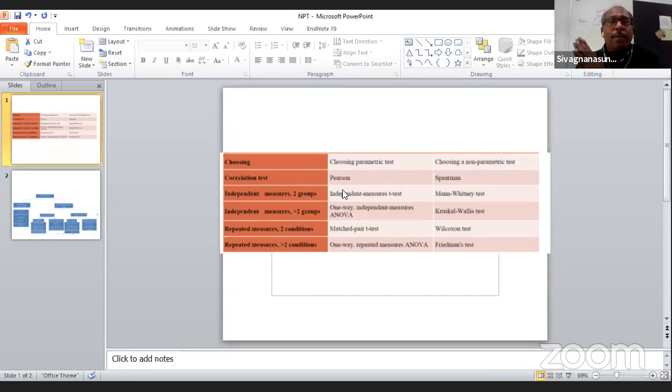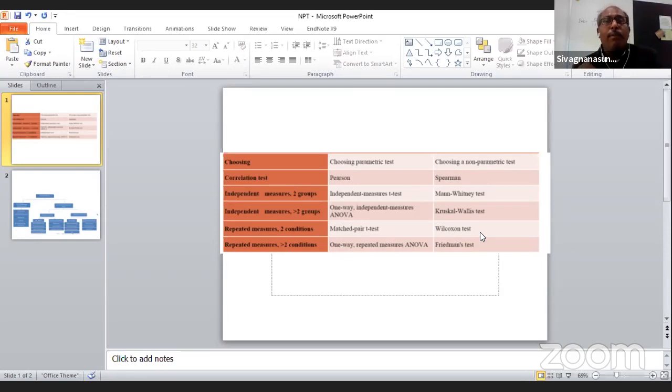For parametric data, when you do independent sample t-test, for non-parametric we have the Mann-Whitney U test. And then for more than 2 groups, for parametric data we use one-way ANOVA. Here we have Kruskal-Wallis. And for repeated measures, we have paired sample t-test. The equivalent of paired sample t-test for non-parametric data is called the Wilcoxon test.